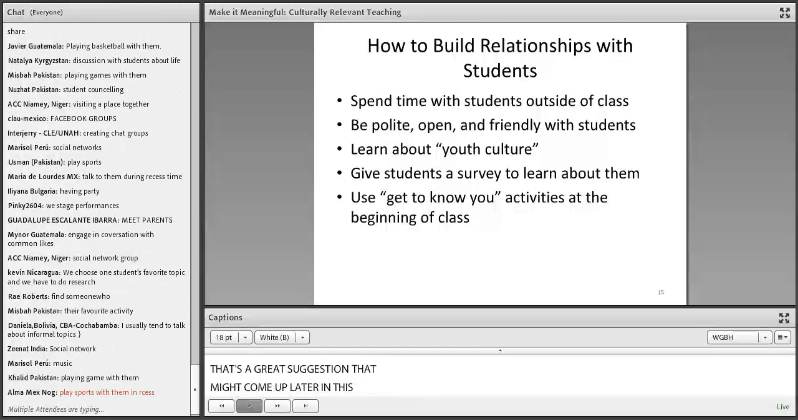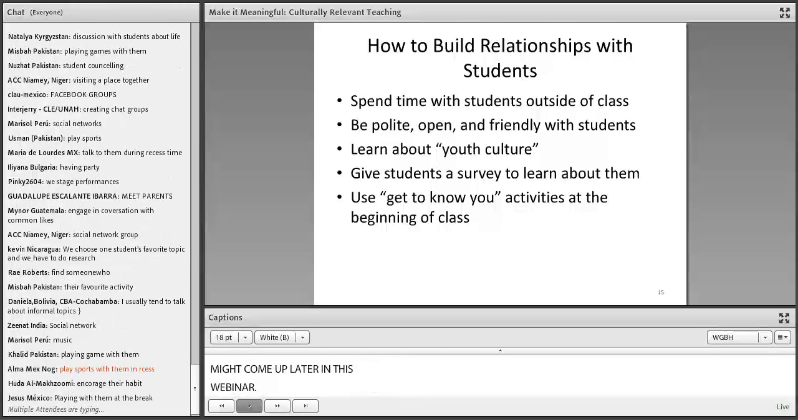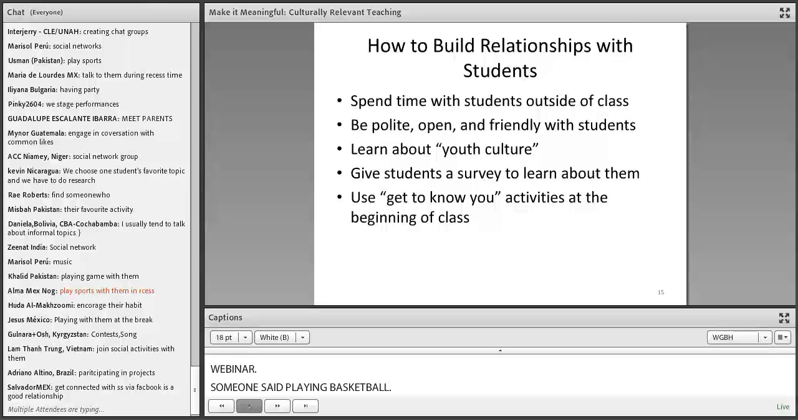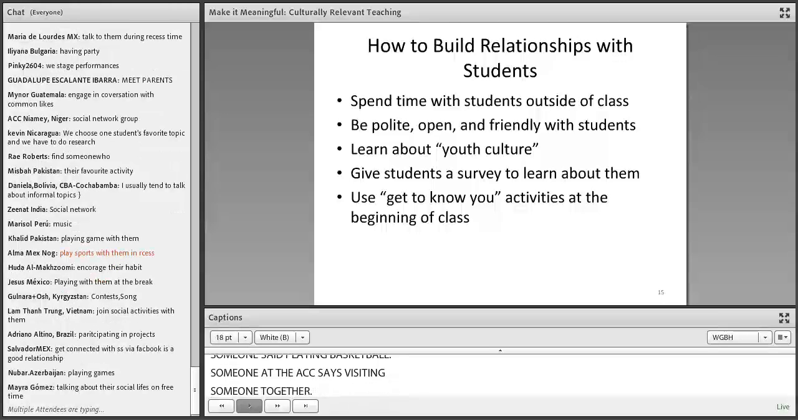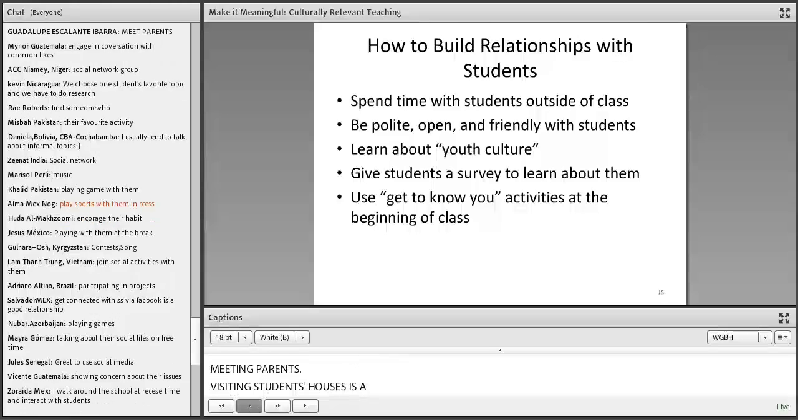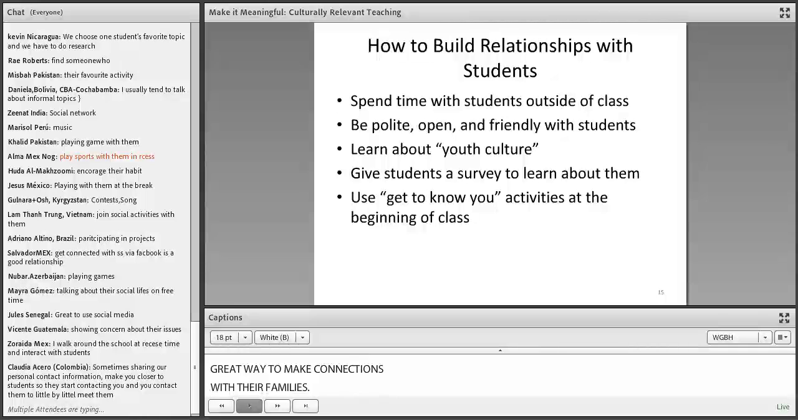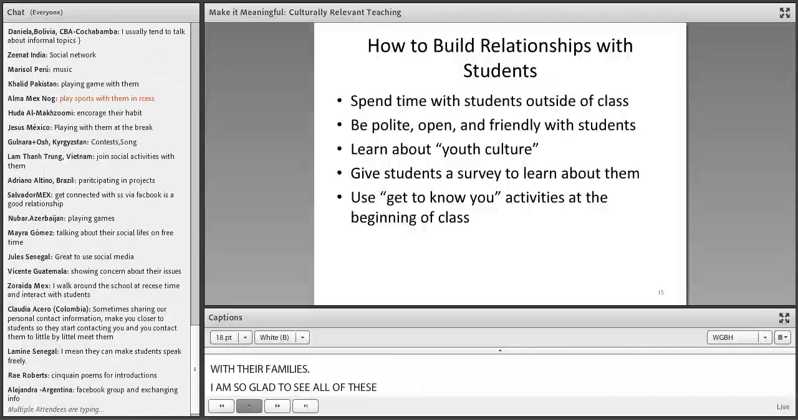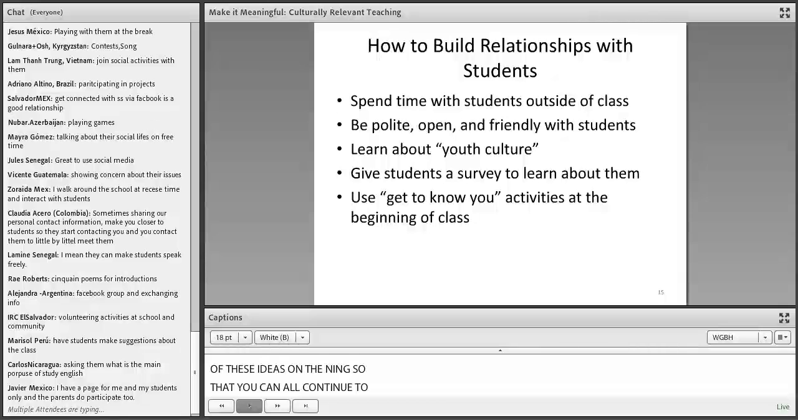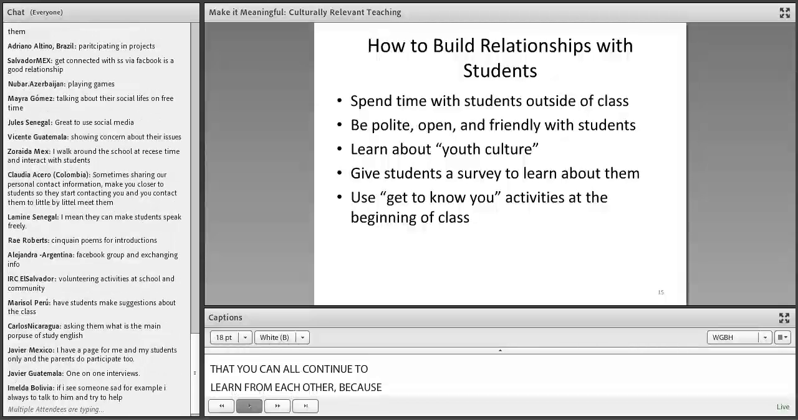Someone said playing basketball. Someone at the ACC in Niger says visiting somewhere together. Someone in Guadalupe says meeting parents. Visiting students' houses is a great way to make connections with their families. I am so glad to see all of these ideas you guys have. I hope that you'll share some of these ideas on the Ning so that you can all continue to learn from each other because you've got a lot of great ideas here.